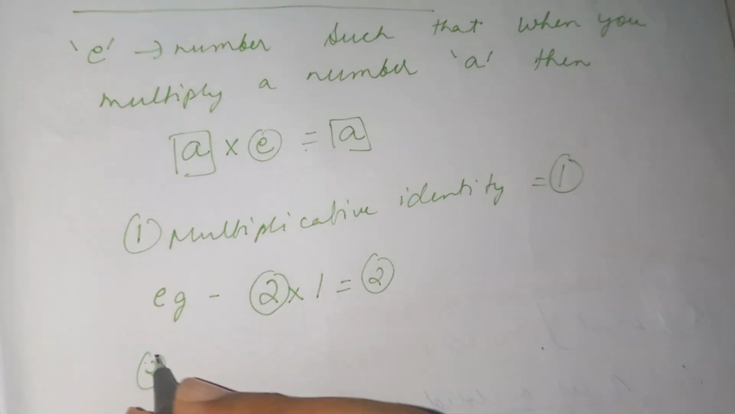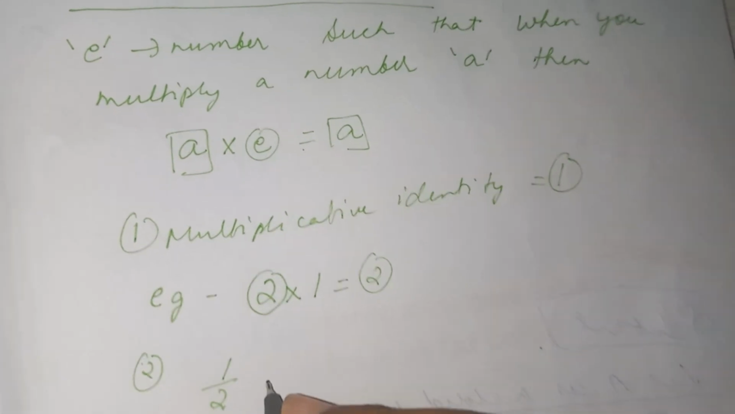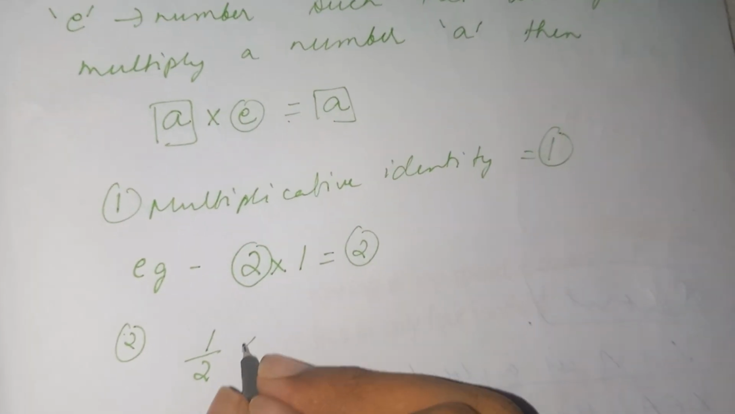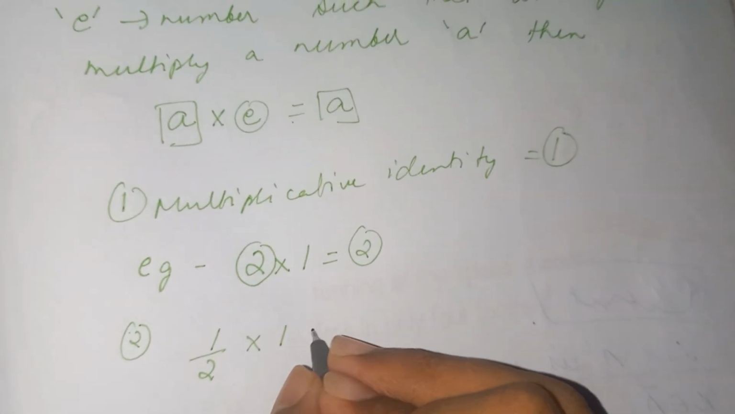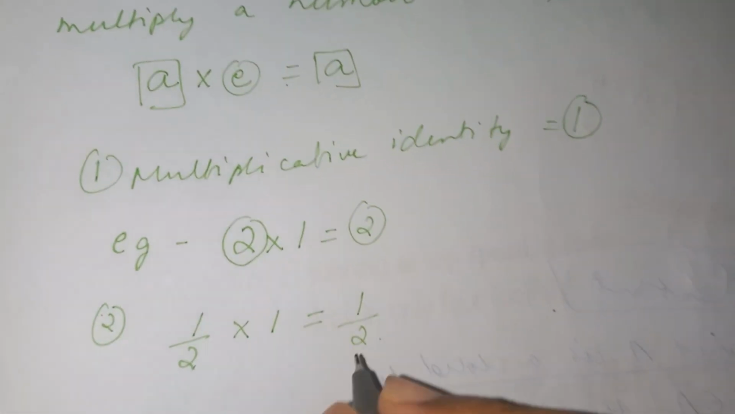Let's see a second example. Suppose we take the number half. Again, if we multiply this with the multiplicative identity, we get the number half itself.